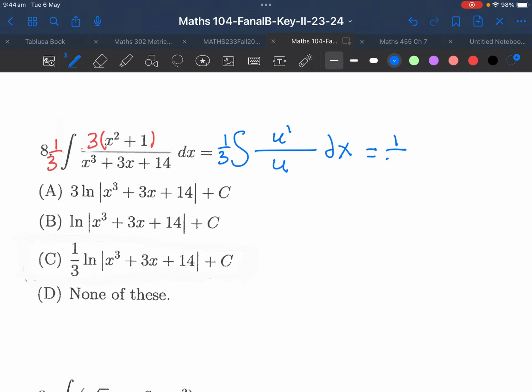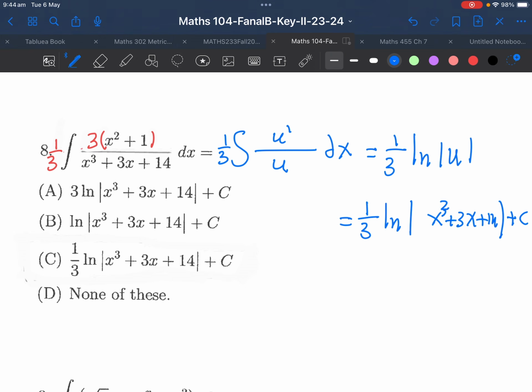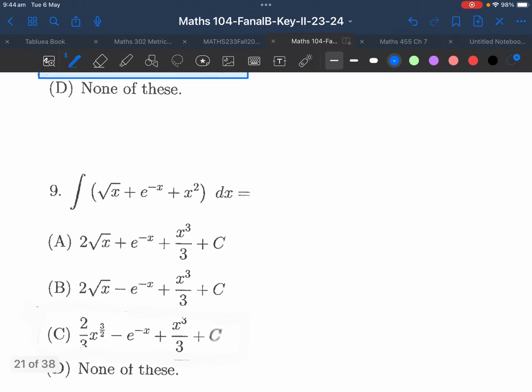Why is this an easy, straightforward integral? This is just ln absolute value of u. What is u? U was this long expression plus 14, plus c. Now, which answer corresponds to this one? I think it's C. So we just need to see.